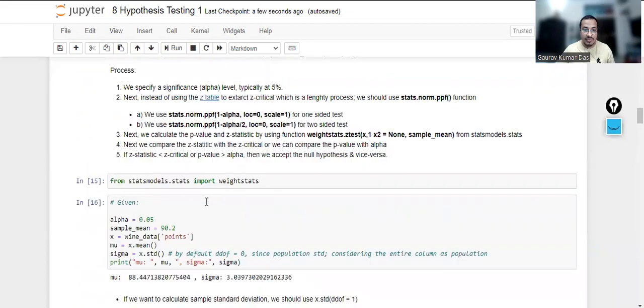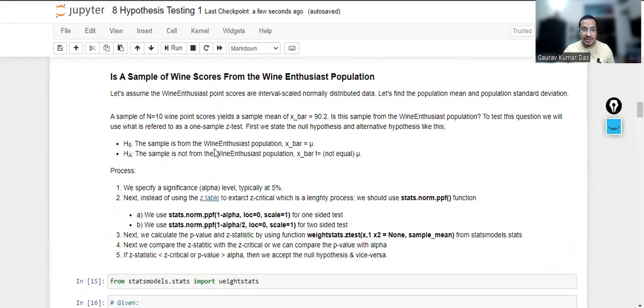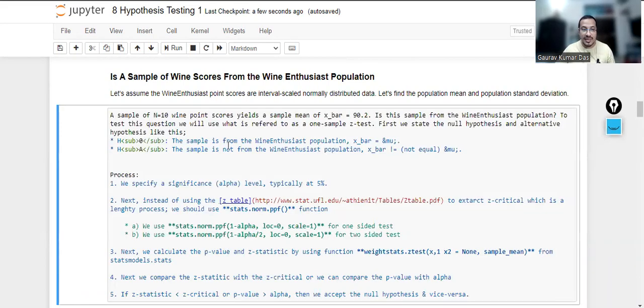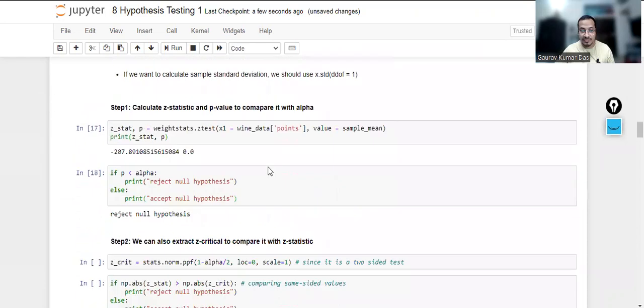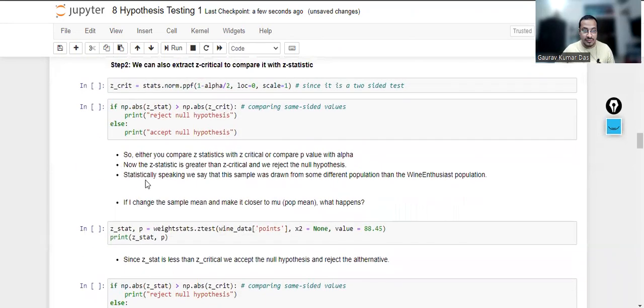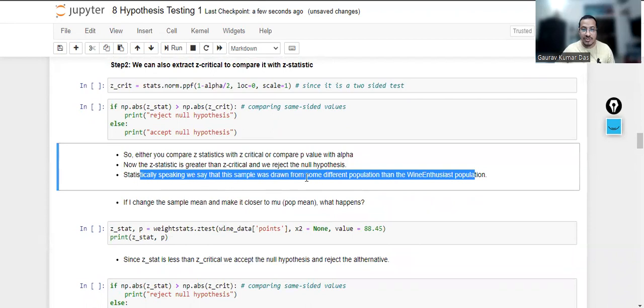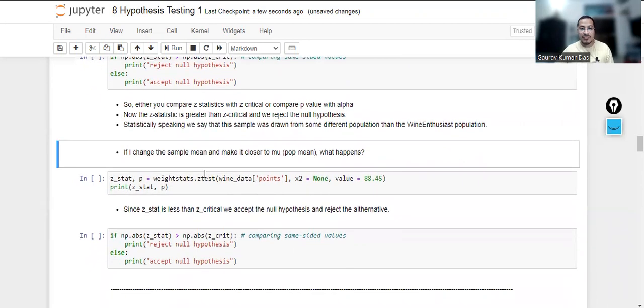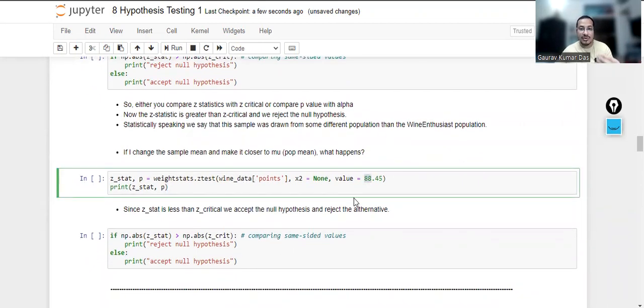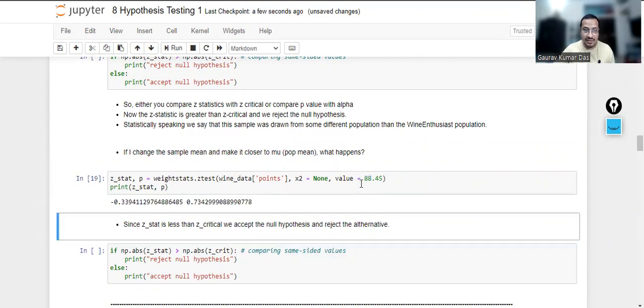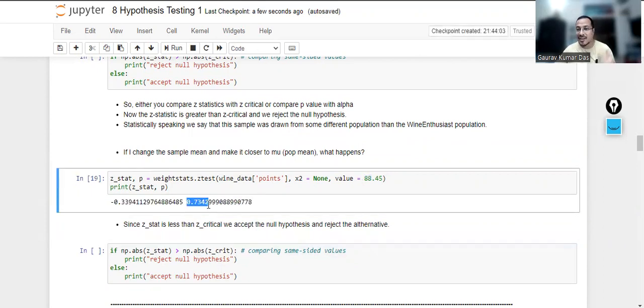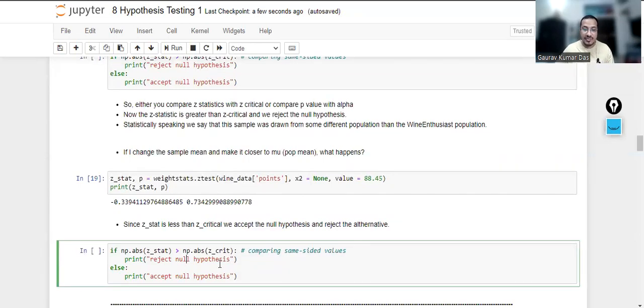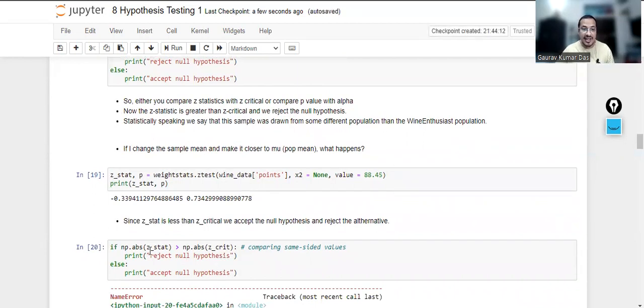So what will be the alternate hypothesis? That it is not from the same population. The sample was drawn from some different population other than the population which we have in the form of an Excel sheet, right? Now, if we change the sample mean to say 88.45. Earlier it was 90.2, now it is 88.45. What happens? You can see here that the p-value suddenly increased. In this case, it means that we are accepting the null hypothesis rather.